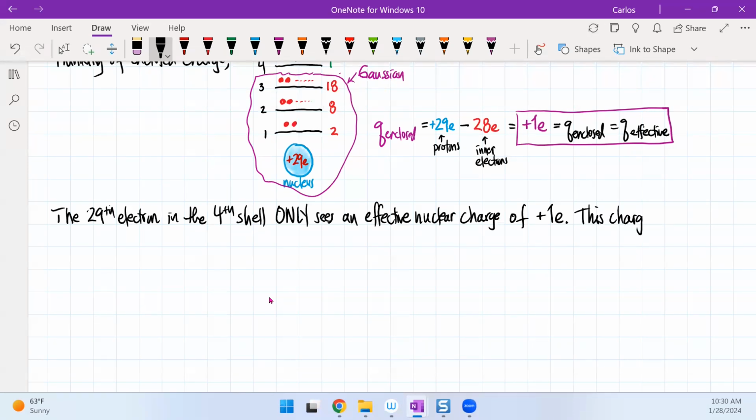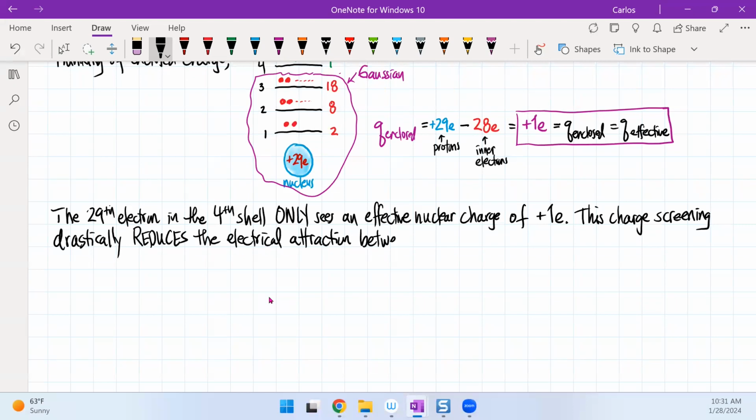This charge screening drastically reduces the electrical attraction between them. I call these electrons weakly bound.